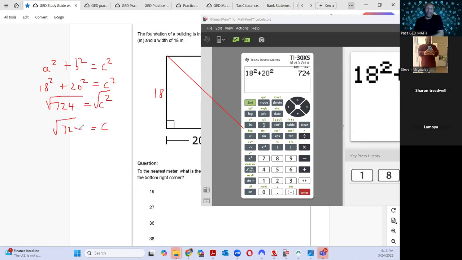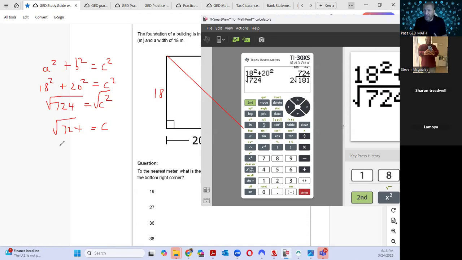I don't know what that is. You don't have to know what it is. You're going to use your calculator. Because square root is the opposite of squaring, we're going to hit second, then the square button, because in green you'll see that square root button. We hit 724, we hit enter. It says 2 times the square root of 181.